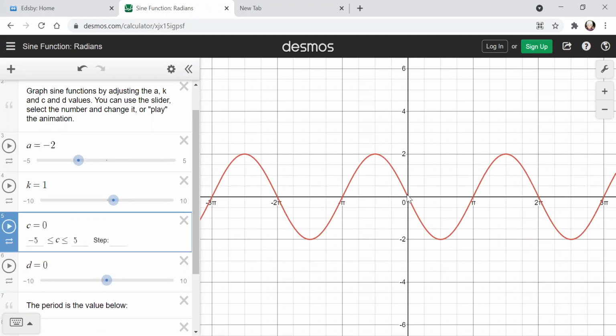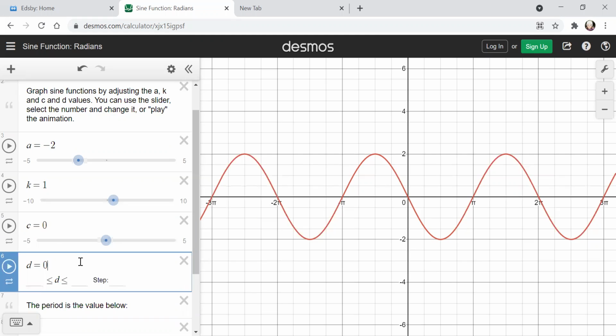With the negative, we said it should be reflected down from 0. So does it go down from 0? Yes. We also said it should be stretched. So the maximum and the minimum should be twice as high as it initially was. Is that true? Yes.